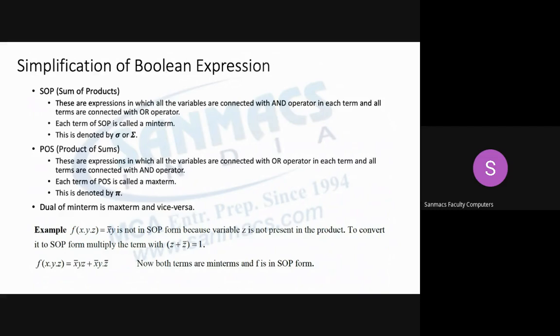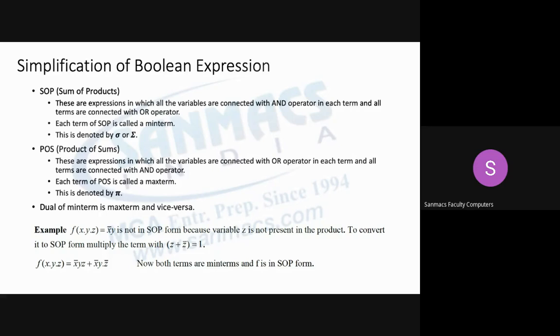Now let's take a look at POS, which is product of sums. These are expressions in which all the variables are connected with the OR operator in each term, and all terms are connected with the AND operator. In this, each term of POS is called a max term. And this product is denoted by pi. Similarly, POS starts with P, same as pi. So that's a way to remember it if you ever get confused.